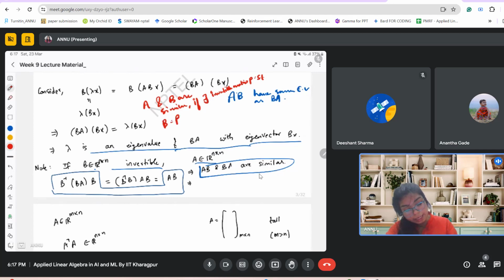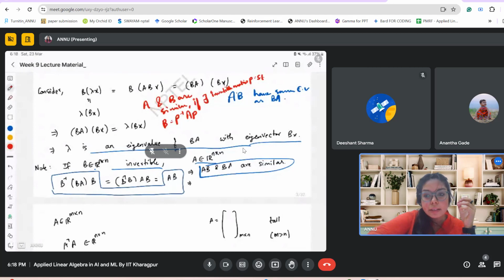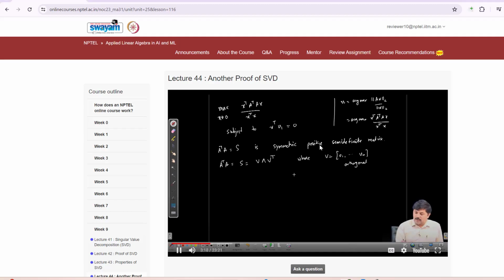Now, if we see both of these two matrices A and B, how are they similar? Basically, the eigenvalues lambda 1 to lambda n are the ones sitting in the diagonal matrix.